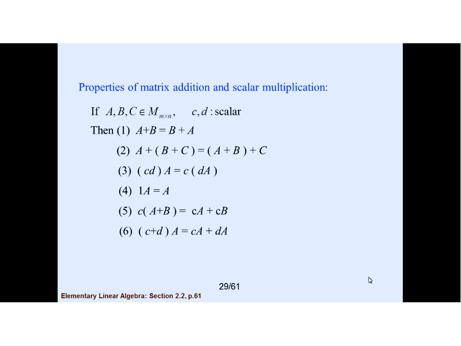As I told you, matrix addition is commutative. That is, A plus B is equal to B plus A, and A plus B plus C is equal to A plus B plus C. If we multiply any matrix with the identity matrix, we get the same matrix.